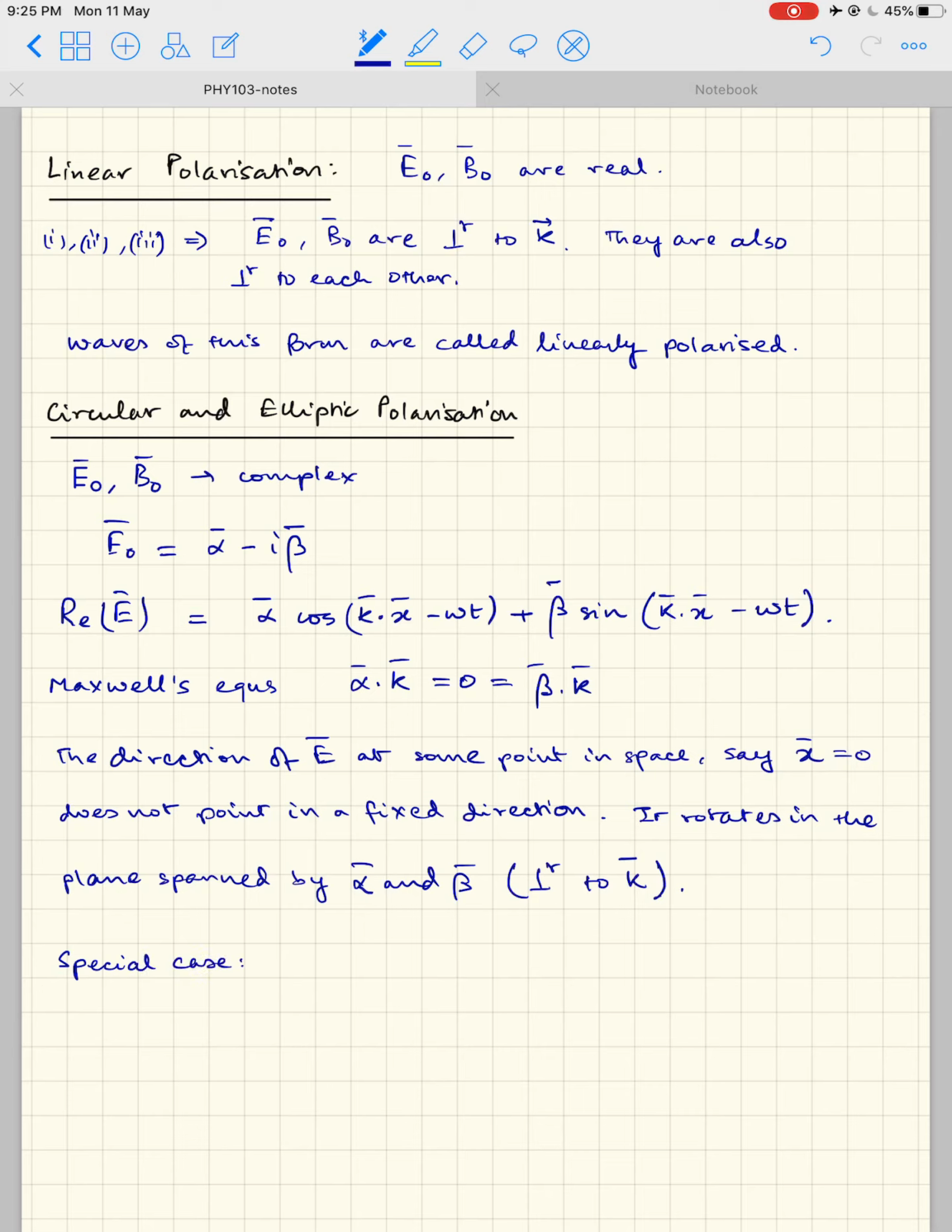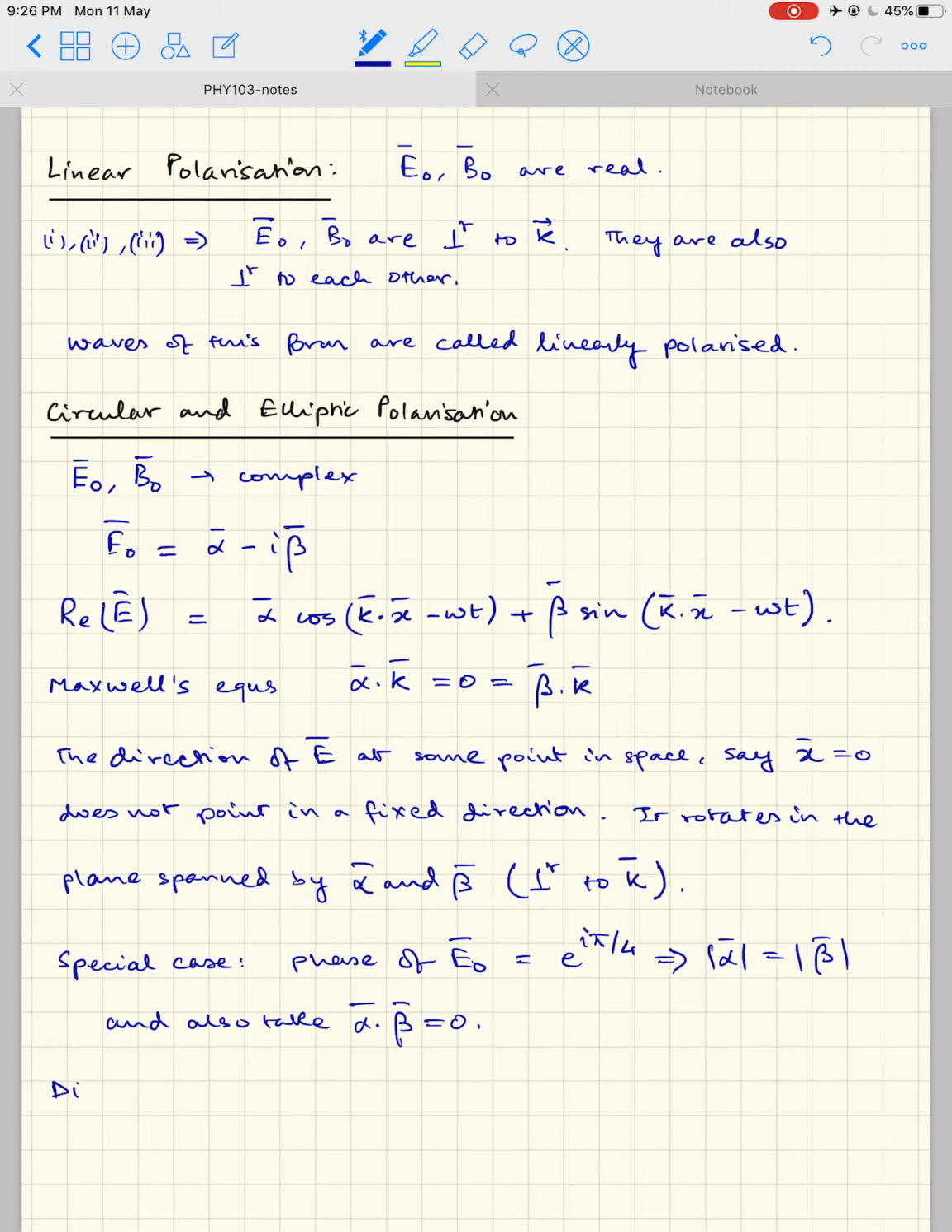We can choose the phase of E naught equal to e to the power i pi over 4. That essentially means that this alpha vector and beta vector have equal moduli, and also take alpha dot beta equal to 0. If you do that, then the direction of E is going to trace out a circle in time.